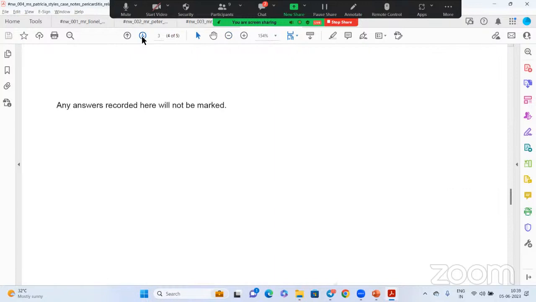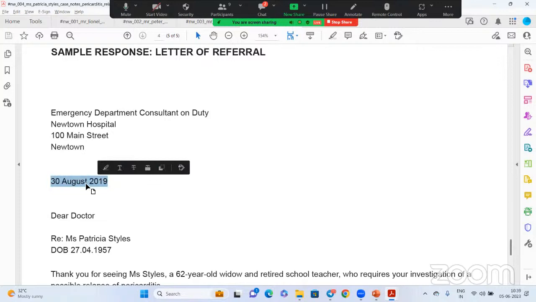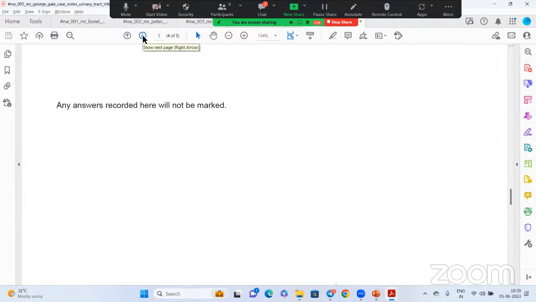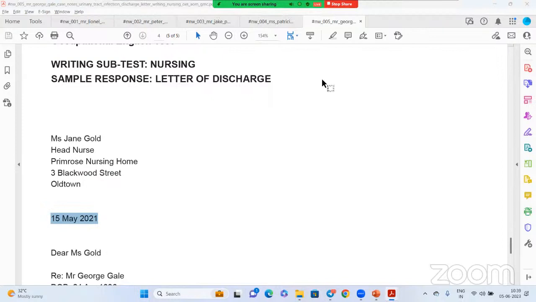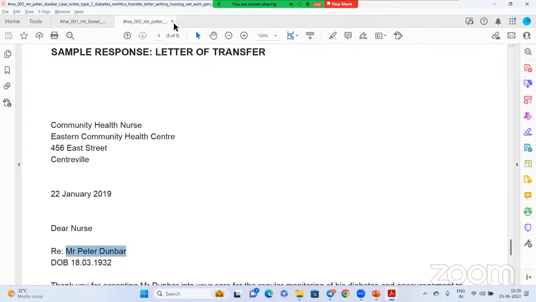You can see here. 30 August 2019. See here. 30 August 2009. There is nothing else. First address, then date. Then next, fifth letter. You see the fifth letter here. Here also 15 May. There is nothing, no other style. So follow this style 100%. That's all. Don't do any personal techniques. Go official style. So that you will be safe. It is not your game. It is OET's game. So follow their style as it is.